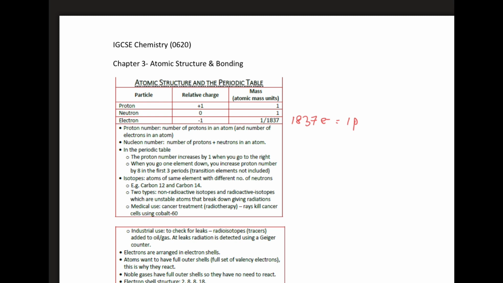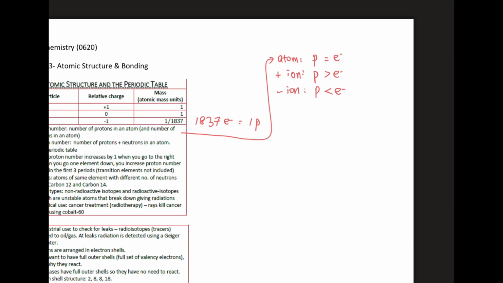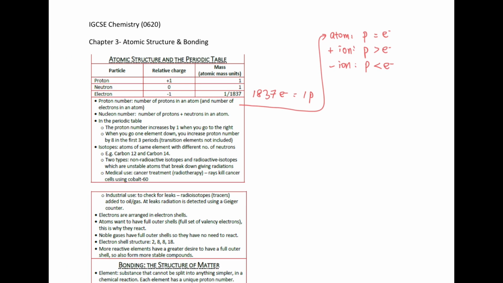So basically we can put it into this situation. Okay, so the situation will be, if it's an atom, then protons equal to electrons. If it's a positive ion, protons are more than electrons. Negative ion, protons are less than electrons. So basically it is something like this. Okay, now let's move on.